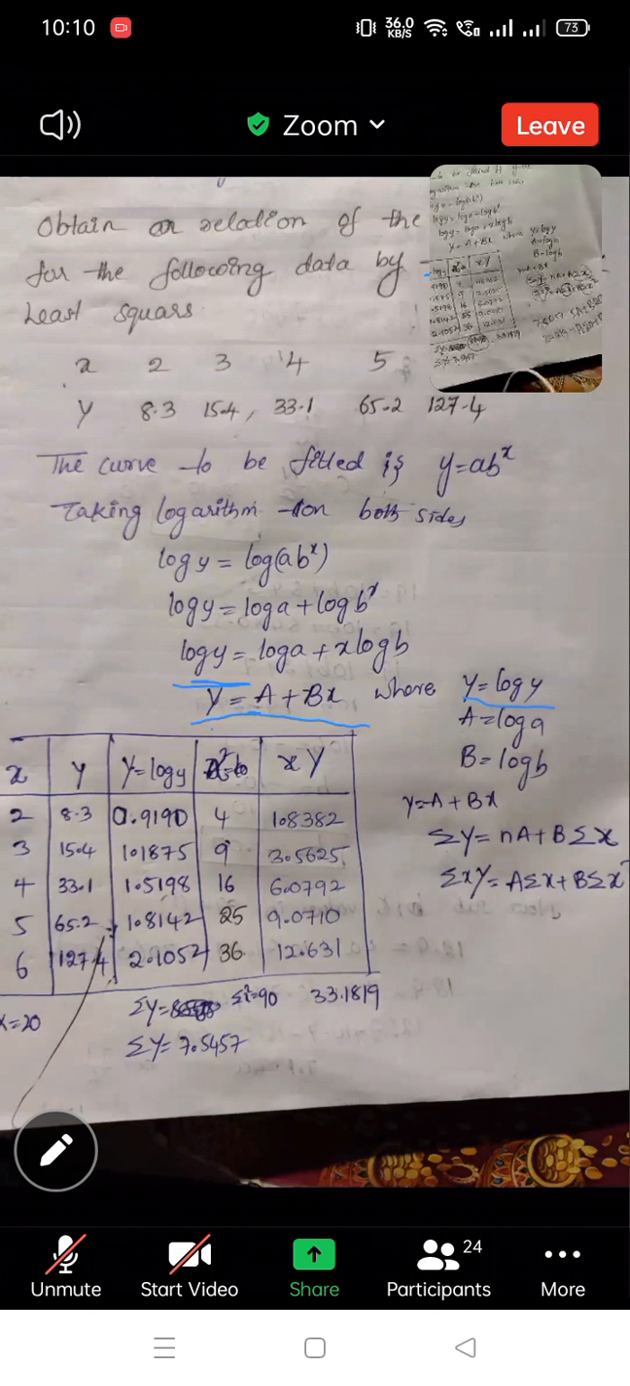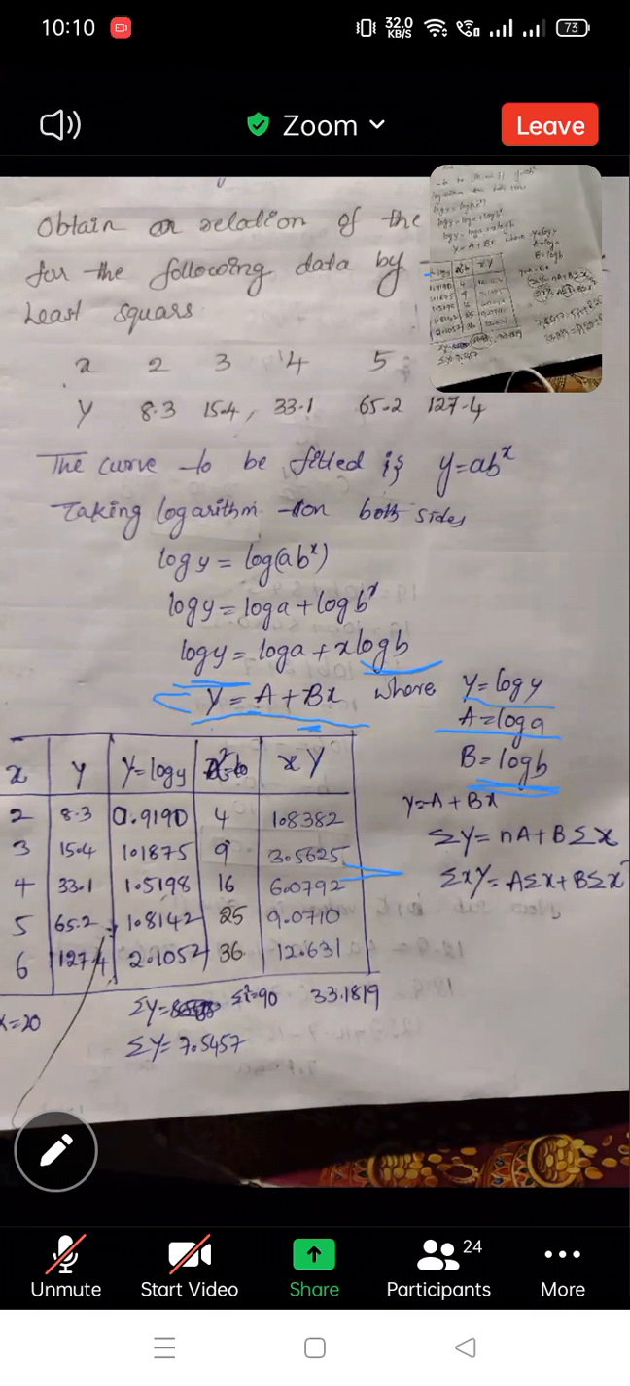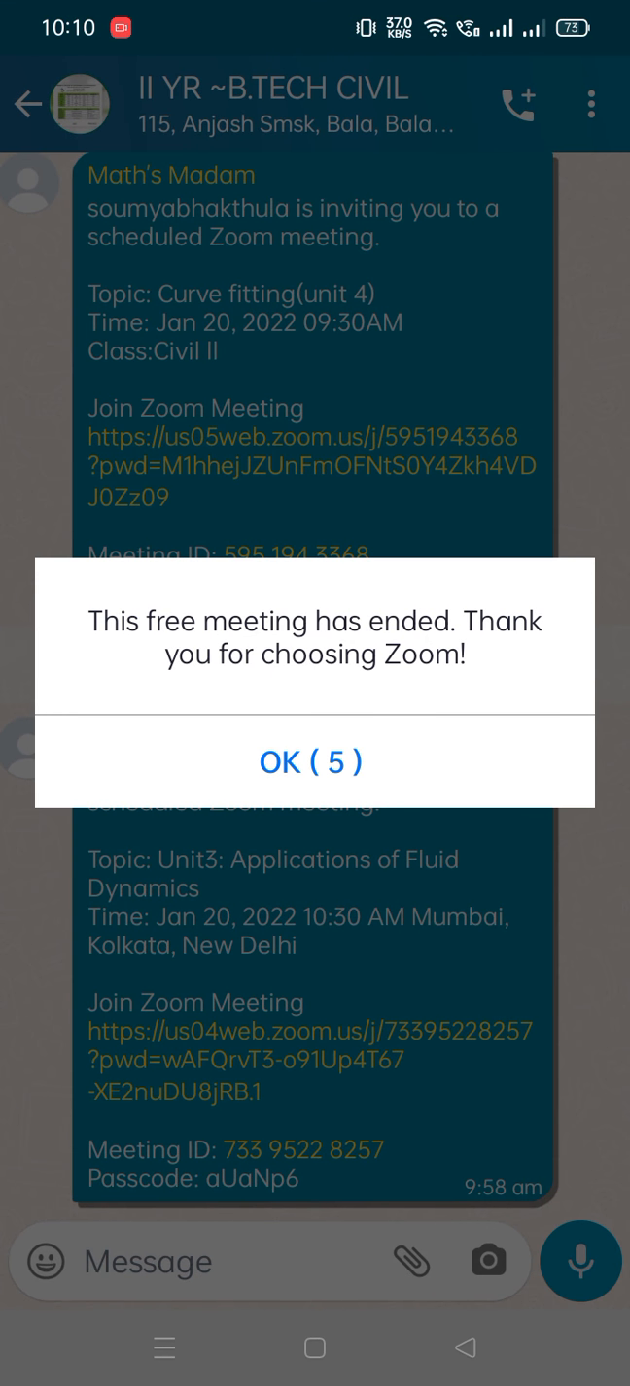So if you take summation here, you will get these equations. But here summation y is not, this is small y only. Here this is summation of capital Y.